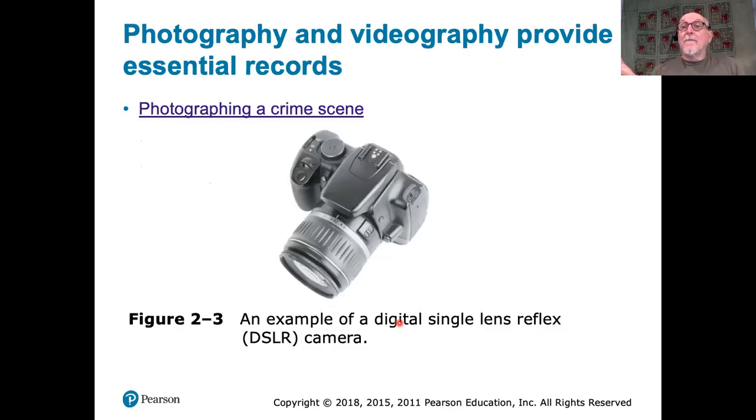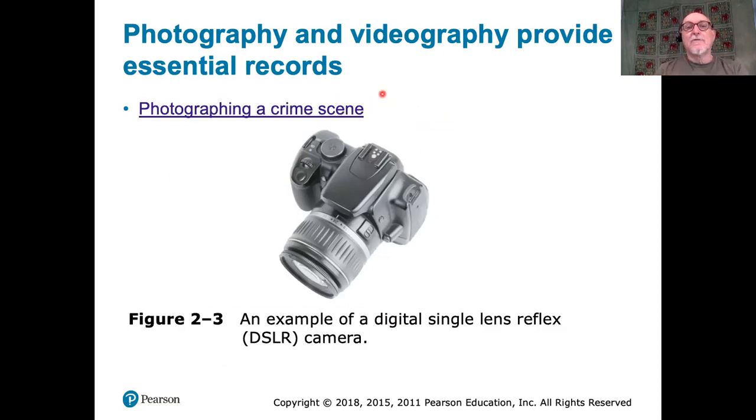Photography and videography are the next most important recording techniques. And there is a little short movie for you here, which you can watch. The reason I don't show them while I'm talking is that it doesn't work on Zoom for some reason. All sorts of weird things happen. Sometimes they play without audio. Sometimes you can hear the audio, but you can't see the movie, whatever.